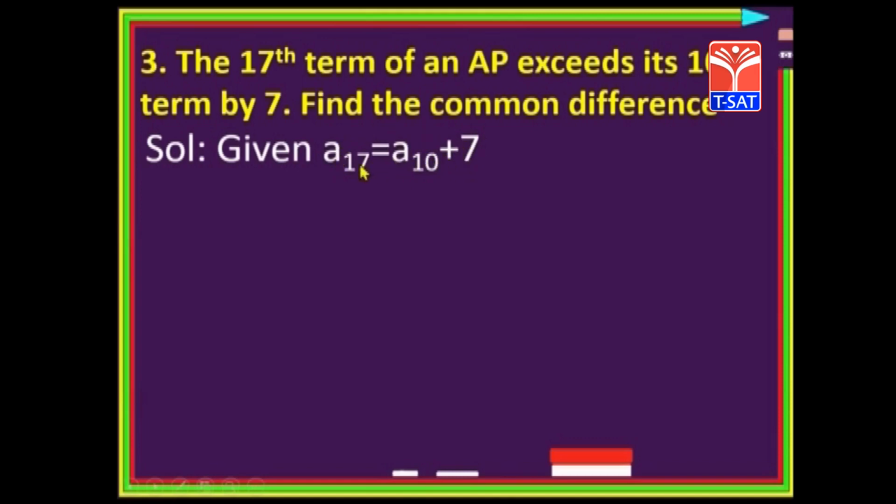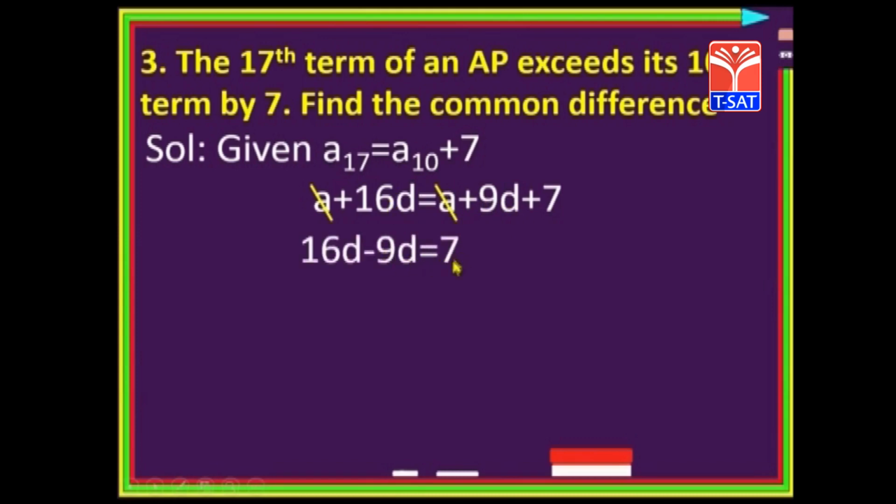Now as we know, what is a17? That is a plus 16d. What is a10? A plus 9d. Substitute here: a17 is a plus 16d, a10 is a plus 9d plus 7. Here both sides we have a, right? We can cancel it. Now bring 9d to the left hand side, we will get 16d minus 9d is equal to 7. 16d minus 9d is 7d, which is equal to 7. So what is the value of d? d is equal to 7 by 7, so 7 by 7 cancels, we will get d is equal to 1. So this is one more problem.